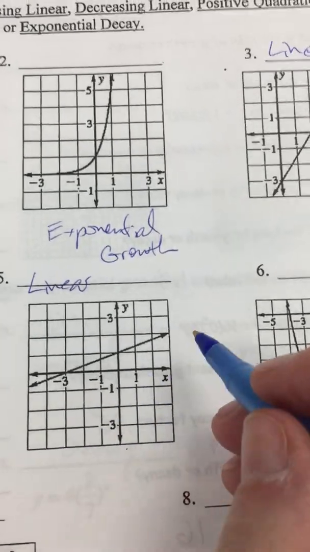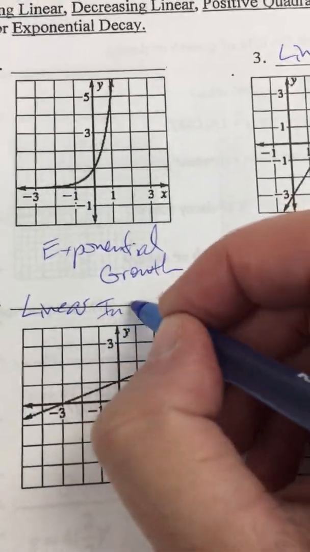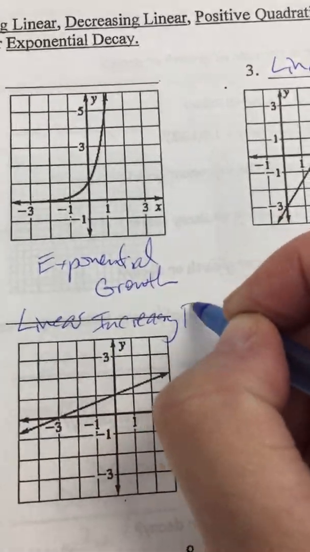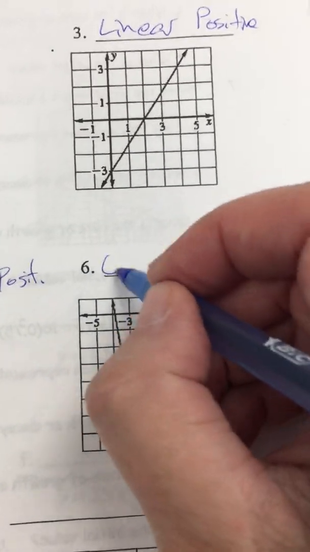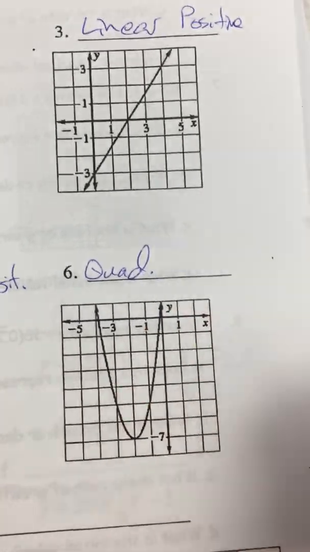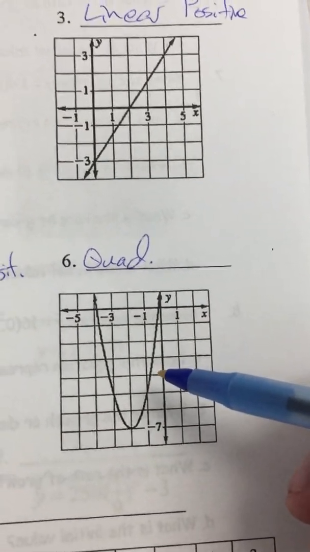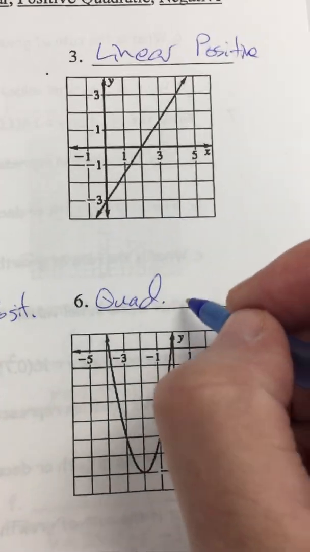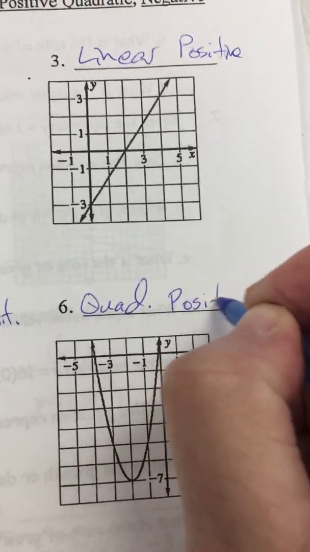Another linear. Is it increasing or decreasing? It is increasing, so that would be positive or increasing because the slope is going up. Number 6, parabola again, so this is quadratic. I'll abbreviate that. Is it a smiley face or a frowny face? It's a smiley face. So was it a positive a? Yes. It was a positive quadratic.